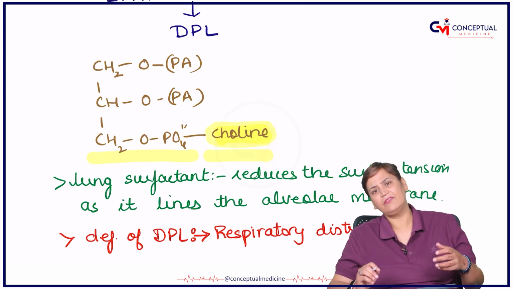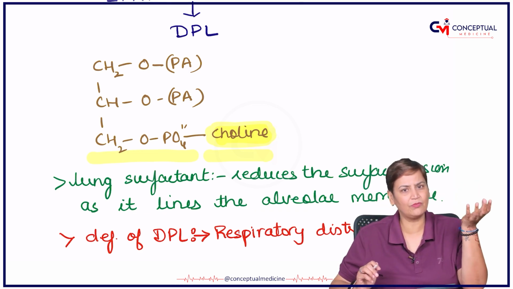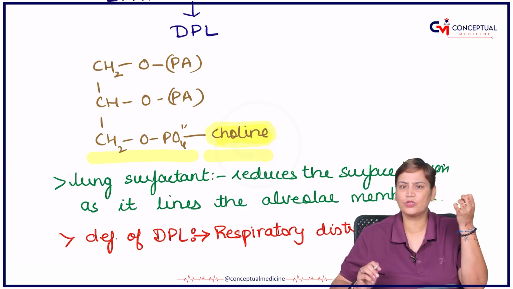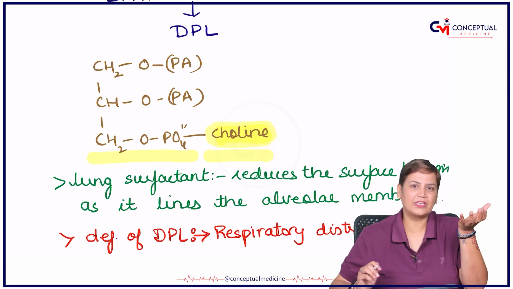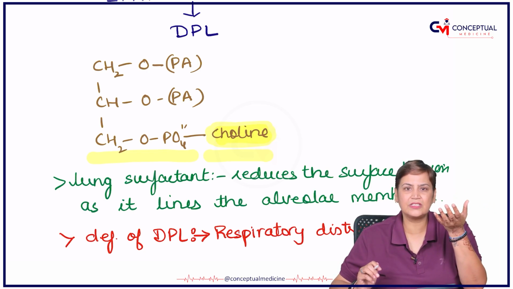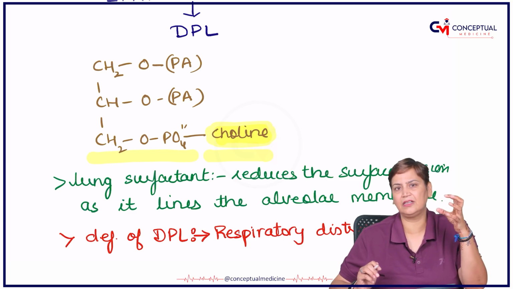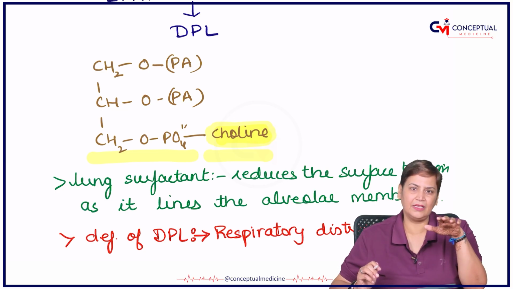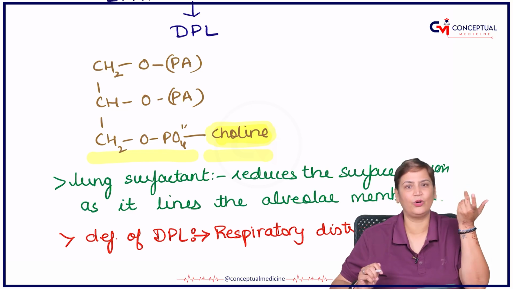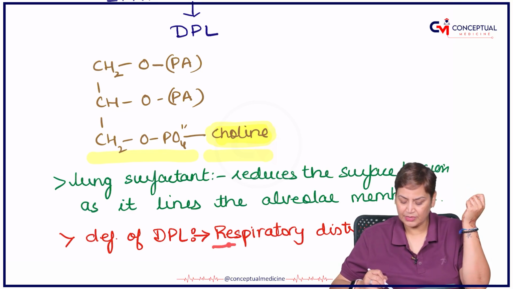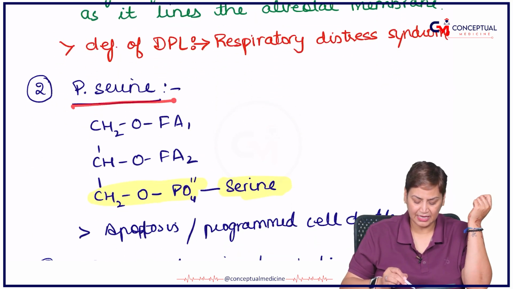I told you that lungs are responsible for respiration. So during the process of expiration, it's like a balloon, like this. Right. So what happens is that since it is reducing the surface tension, whatever tension is exerted during exhalation will be subsided by this. So if it is absent, automatically there will be a problem in the process of expiration or respiration, leading to respiratory distress syndrome. Then comes phosphatidylserine.